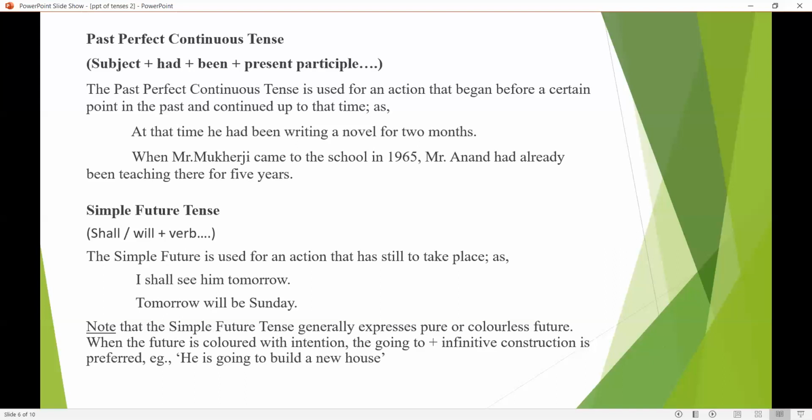There is a note to be remembered that the simple future tense generally expresses pure or colorless future. When the future is colored with intention, the going to plus infinitive construction is preferred. Example, he is going to build a new house. Hope you understood this part.